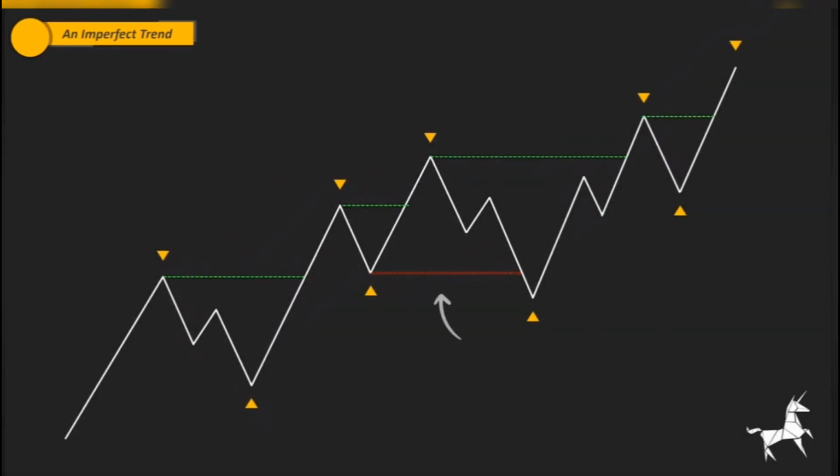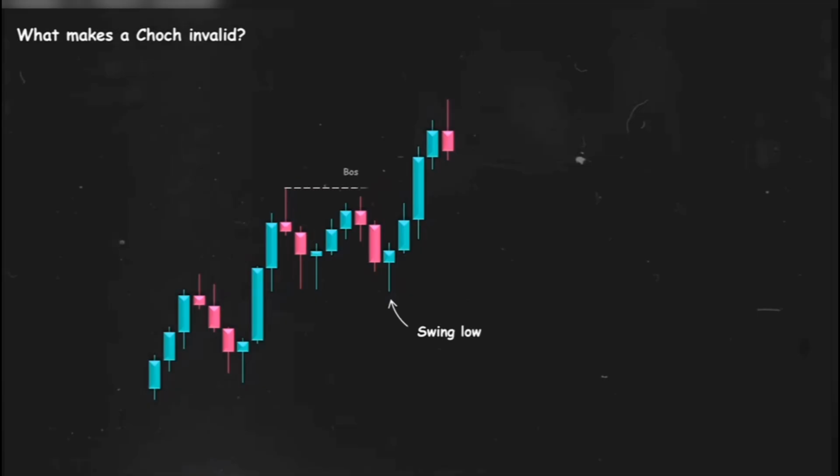This usually happens during imperfect trending conditions, where price forms a change of character but continues moving in the same direction. This often confuses traders who believe the trend has ended and that a reversal should follow. Let's break this down step by step. In this example, we have a swing low that led to this breakout. A break below this level may appear to be a valid change of character. However, if you look to the left side of the chart, you'll notice something important.